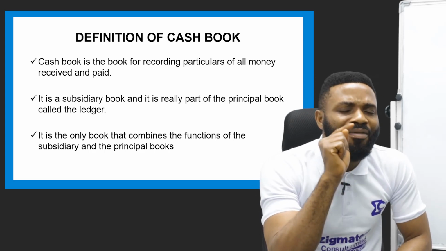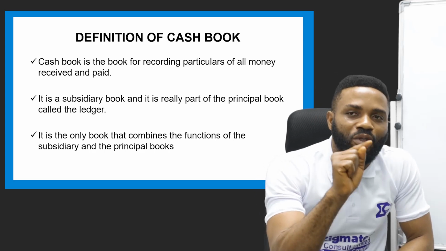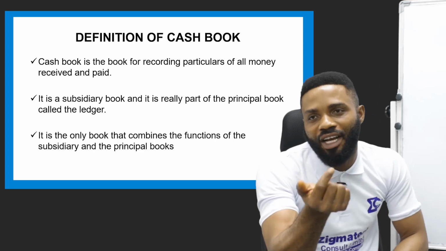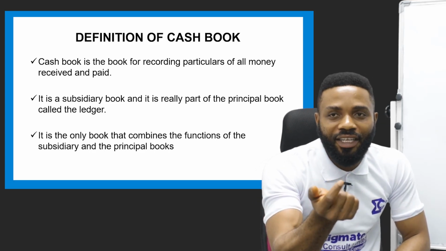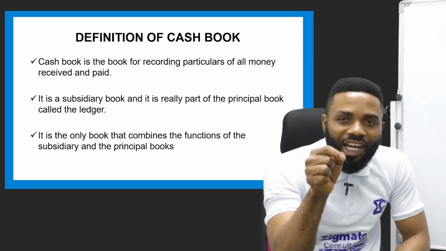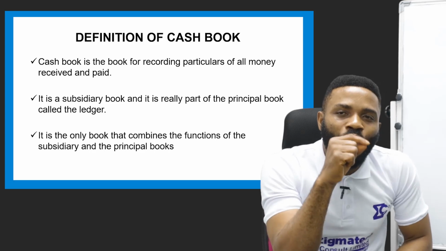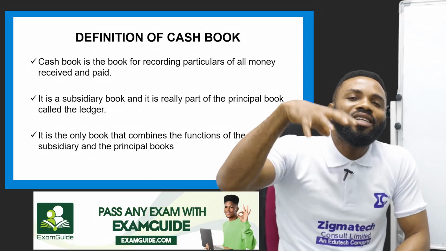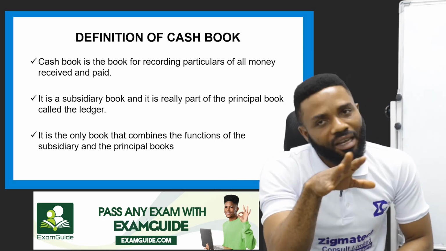And then there's something very fundamental about cash book. Cash book is not just a subsidiary book, but it also functions as a principal book called the ledger. I have said that if you open the ledger, you will see cash book. But cash book also functions as a ledger. Why will cash book function as a ledger? Because all the transactions that are centered on cash are recorded in the cash book.